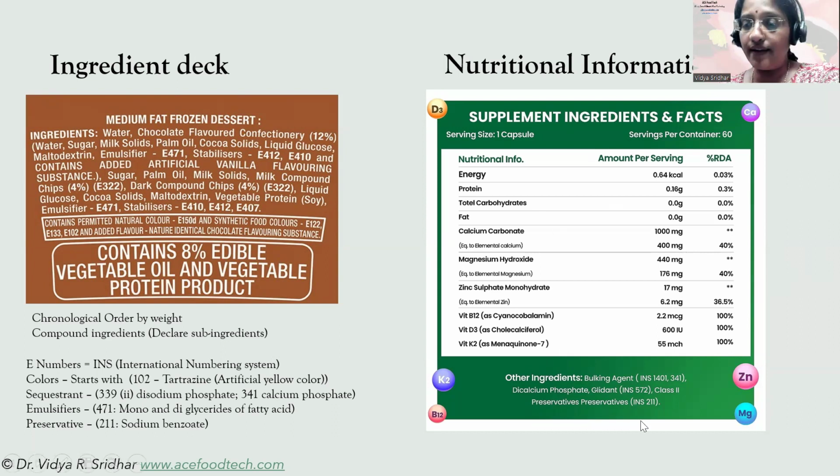So that's about it on this. I'll elaborate more in the following lecture on the nutritional information and what this RDA, percent RDA, is. I'll be explaining that in more detail.